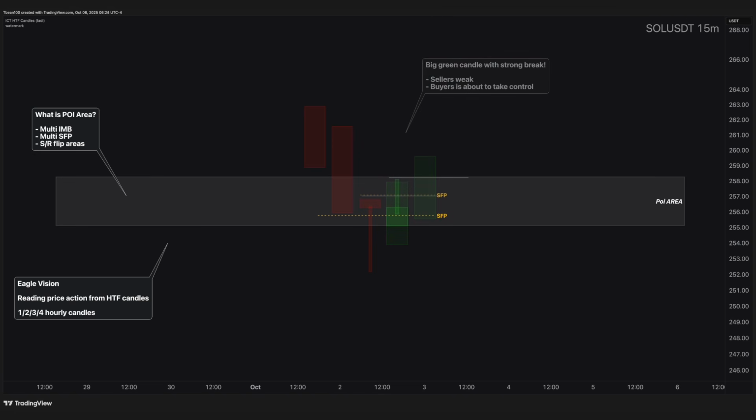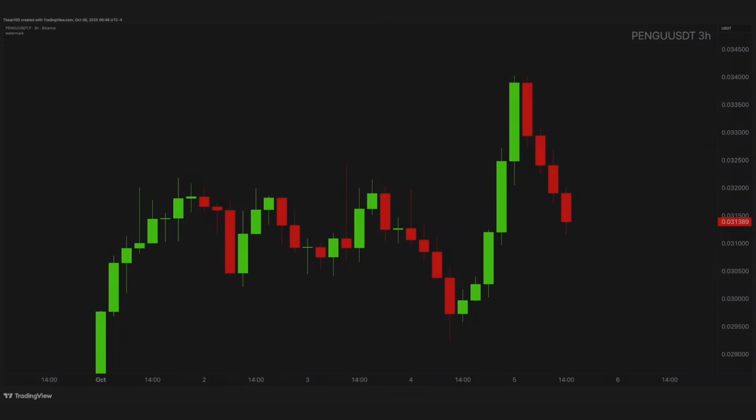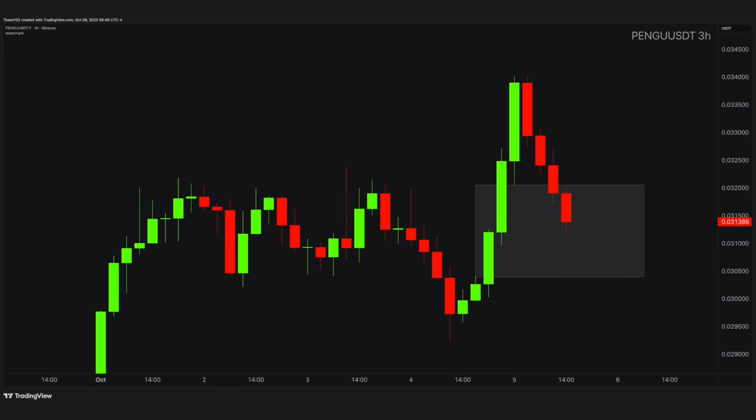However, sometimes you will see a double swing failure pattern, or two pin bars or two hammers appearing on opposite sides. That usually means there's a big conflict happening in that zone. Buyers and sellers are both fighting hard for the control, and it might take a while before the market decides who wins that battle. For example, let's take a look at this chart on one of the hourly time frames.